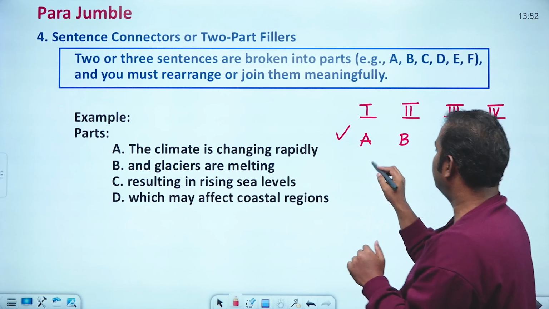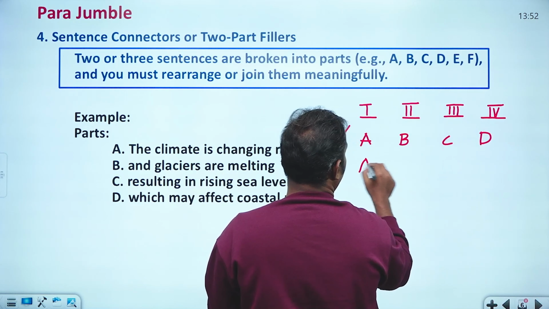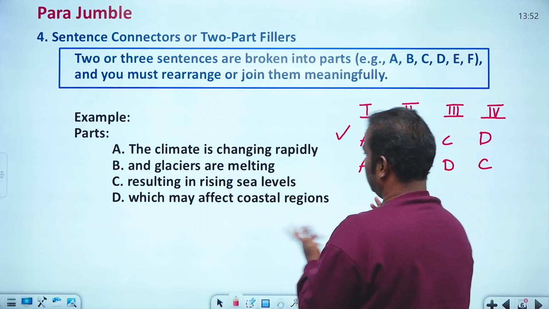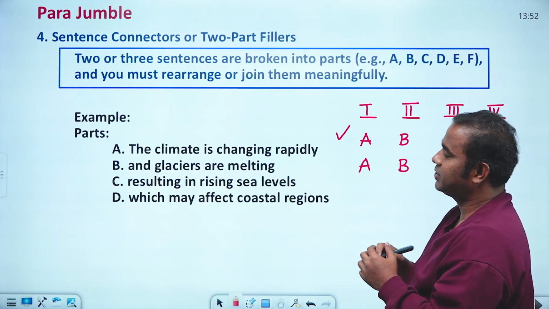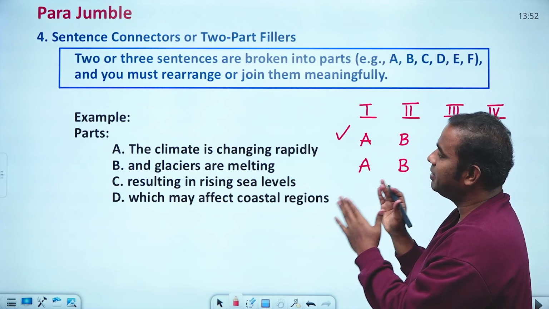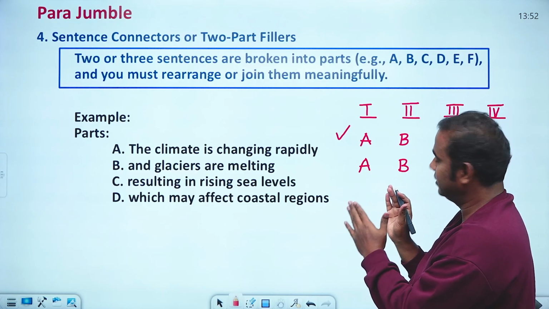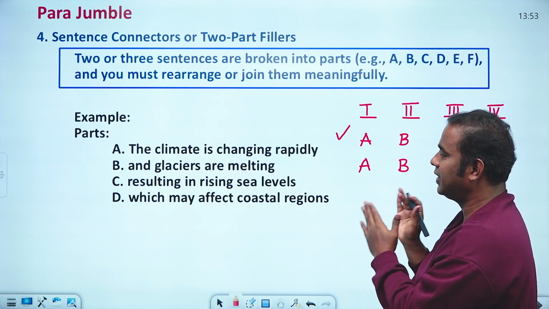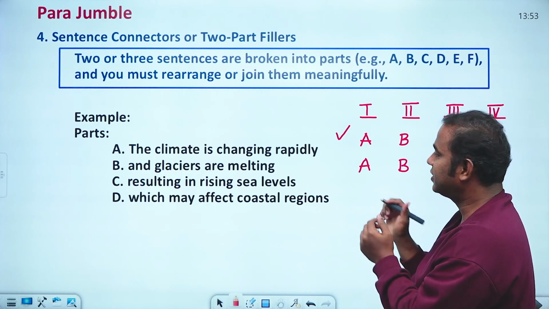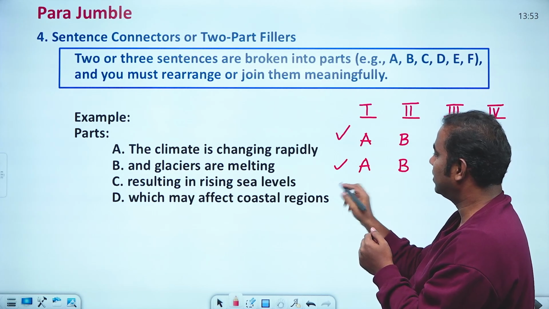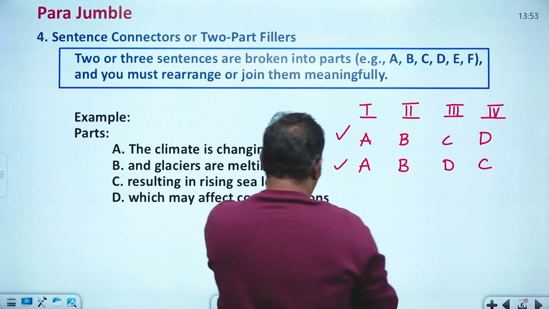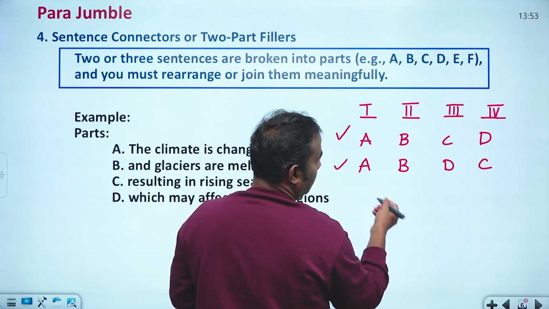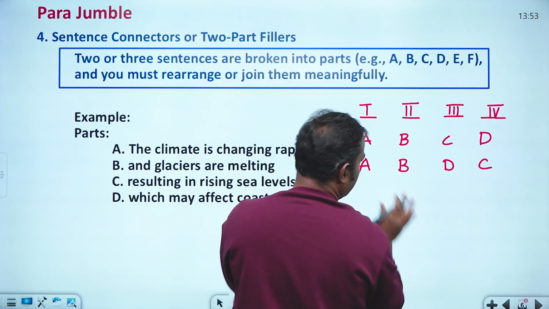Now you go for the next one: A, B, D, C. The climate is changing rapidly and glaciers are melting, which may affect coastal regions, resulting in rising sea levels. So this is also right. Okay, it feels somewhat okay. Like this, if you try to arrange this, you can make these arrangements several times.